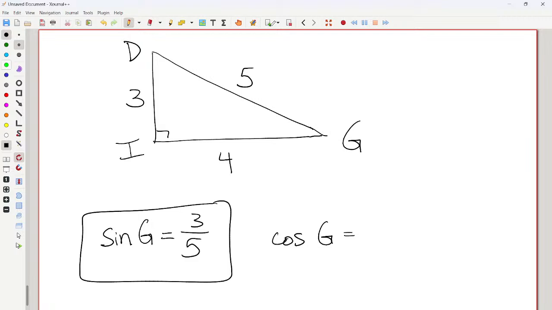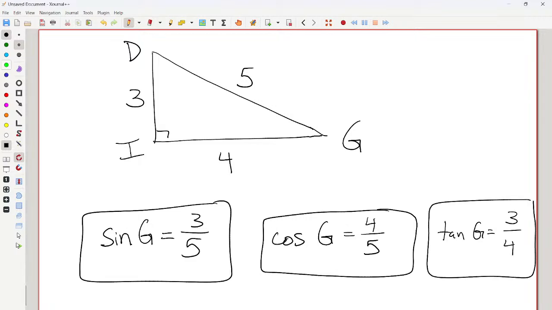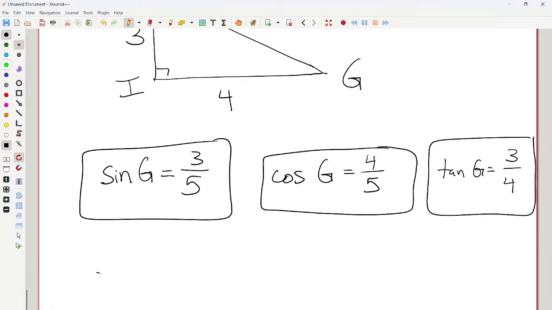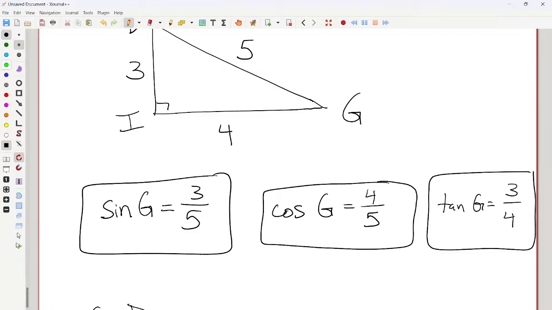Means you go to this angle, you're like a stick figure. That's always hypotenuse. That's opposite. This is the adjacent. So, adjacent over hypotenuse, 4/5. Who's tangent G? What's the ratio tangent G equal to? 3/4. Your turn. Find the sine of D, the cosine of D, and the tangent of D.